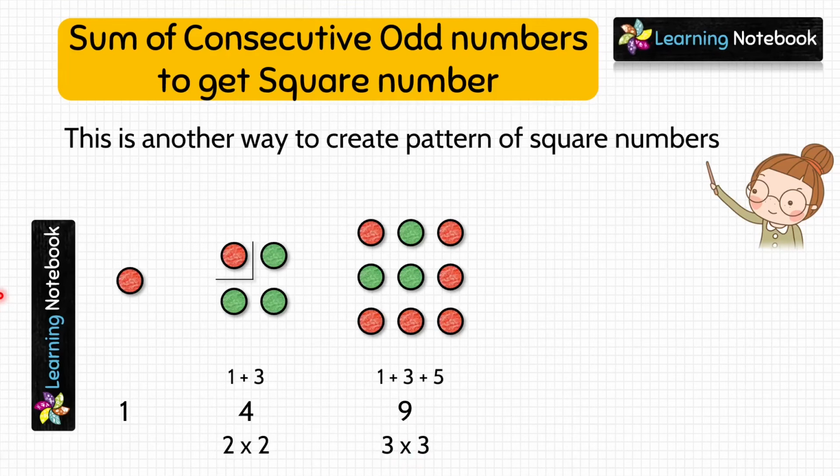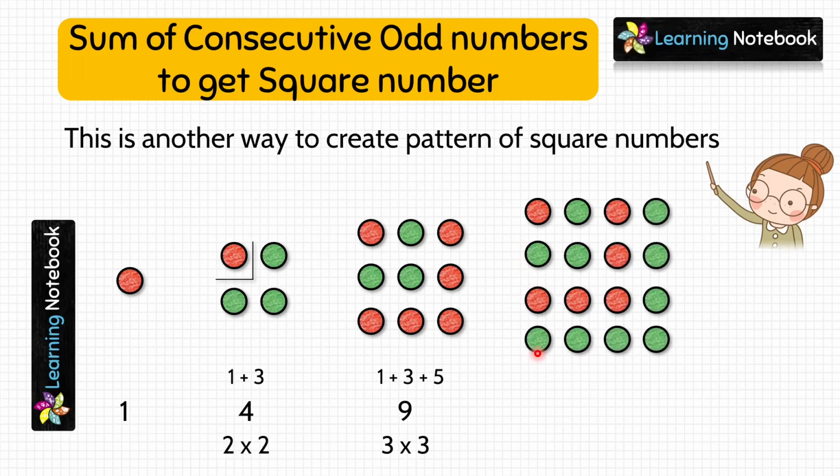Now to form the next square, let's put one red bindi, 3 green bindis, 5 red bindis and then 7 green bindis. So here we will do 1 plus 3 plus 5 plus 7, which is equals to 16. So by adding first 4 consecutive odd numbers, we got the square number 16. And this 16 also equals to 4 into 4.